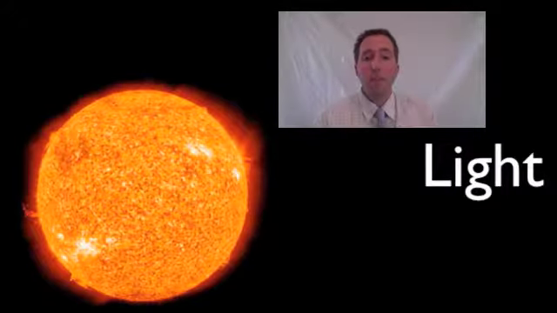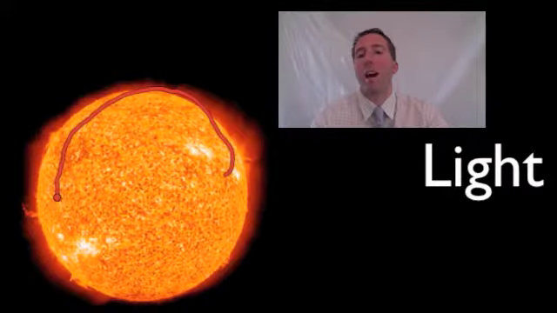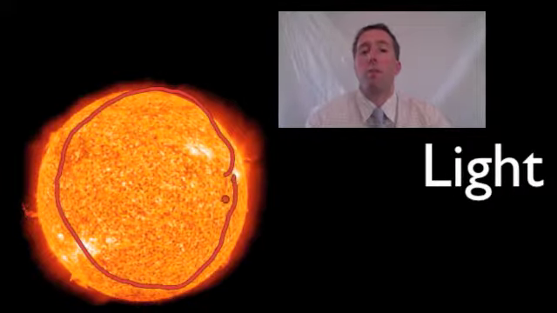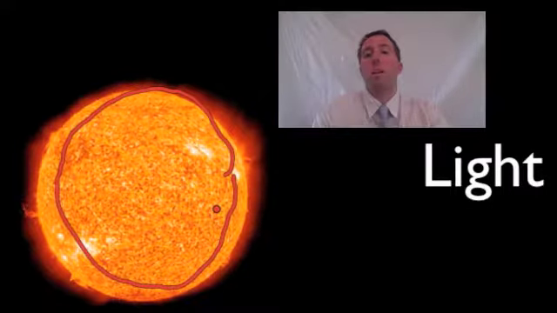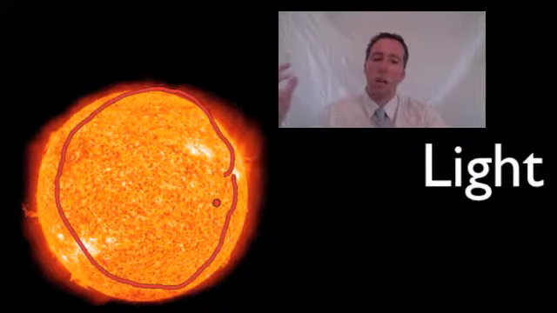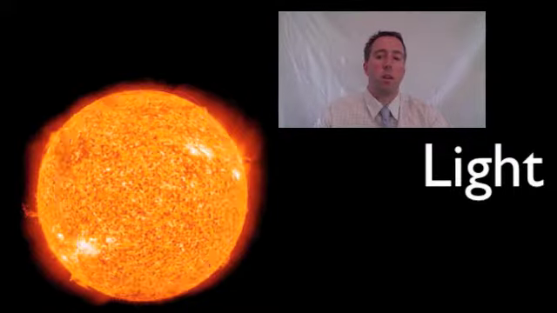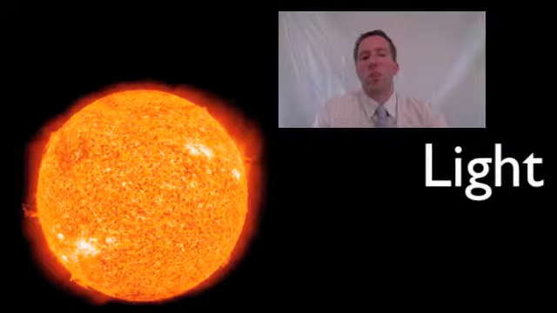Now, some things emit light, and a great example of something that emits light is, of course, our sun. Another great example is a light globe in your house. These objects which emit their own light are called luminous. But of course, most things like me and you and the table and chairs and walls are non-luminous, so they don't emit their own light. So most things really are non-luminous.